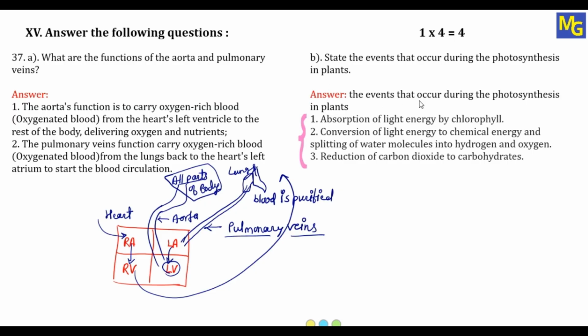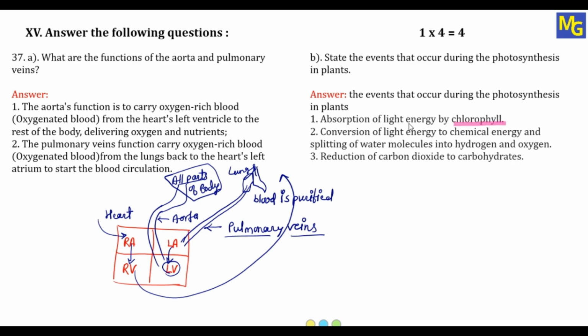The events that occur during photosynthesis in plants are, first, absorption of light by chlorophyll. So first chlorophyll will absorb the light, or the light energy. Light is nothing but a form of energy, therefore the word energy is used here. So first the green-colored chlorophyll substance will absorb the light.